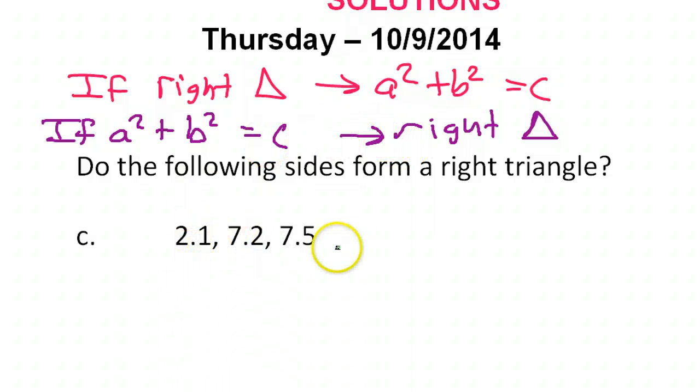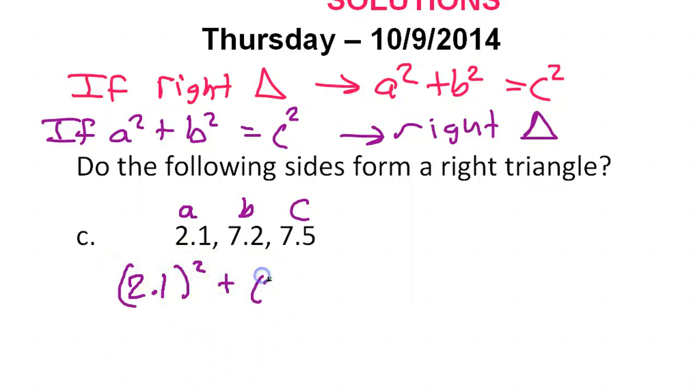Okay, so we just need to know what's a, what's b, what's c. Well, c is the wannabe hypotenuse. Okay, and the hypotenuse is always the largest side. So this is the largest side, so I'm going to call that c. It doesn't matter which one of the other ones you call a and which one you call b. You should be doing this: a squared plus b squared. And we're trying to see, does it equal c squared?